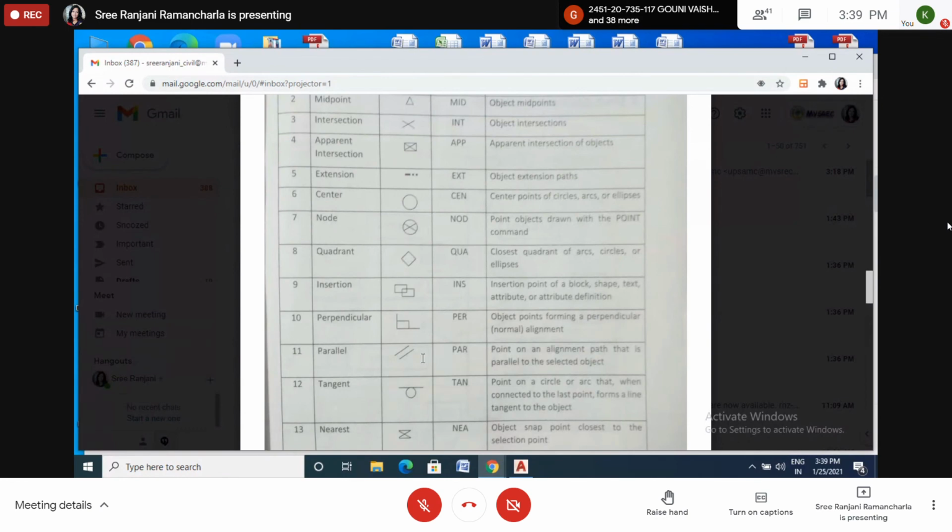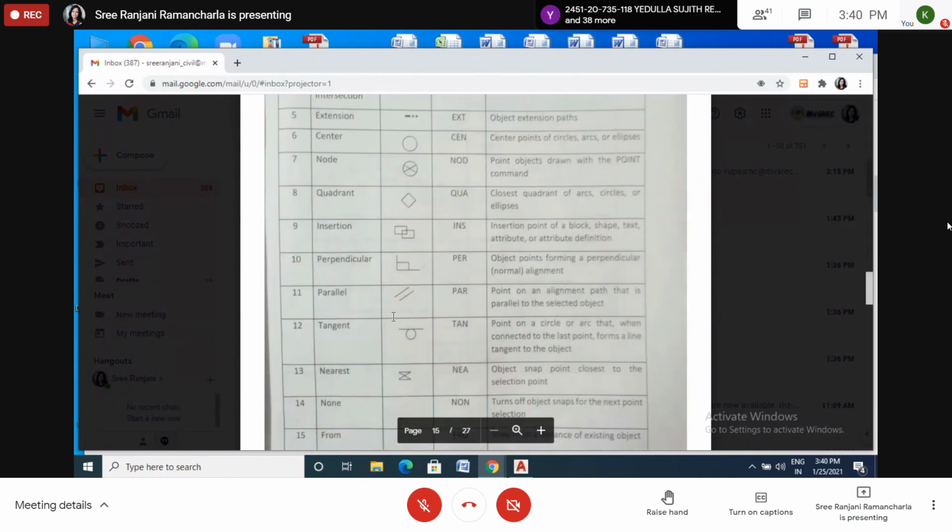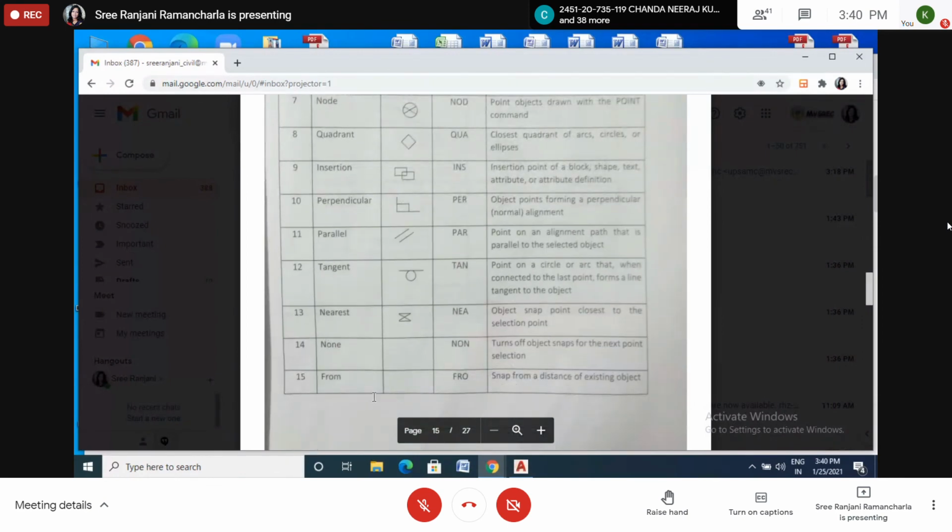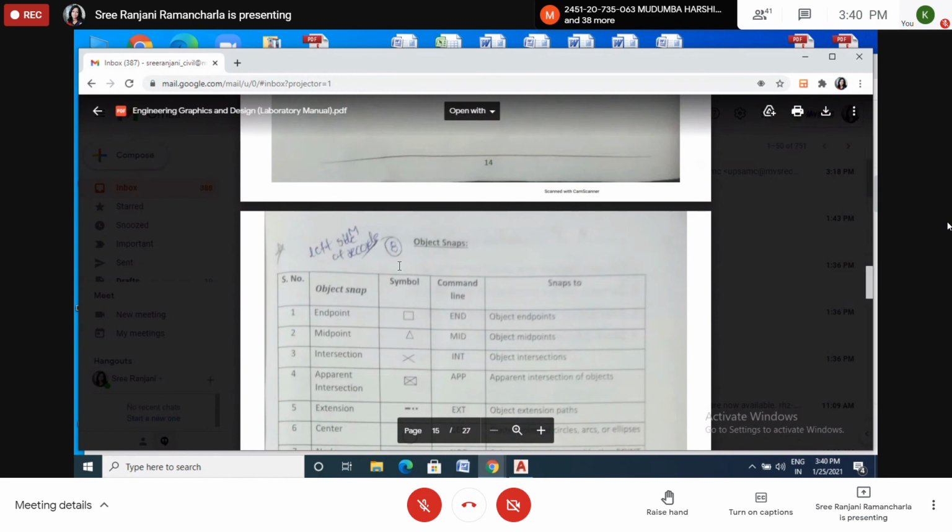The parallel, I have not used anyway. Tangent also can be used. If there are any two curves, how to make a tangent also, we'll do this one. Nearest, this one. None means none, nothing will be there. From, snap from the distance of an existing object. From shows the point from where you measure, between two lines. Okay, so these are the object snaps.